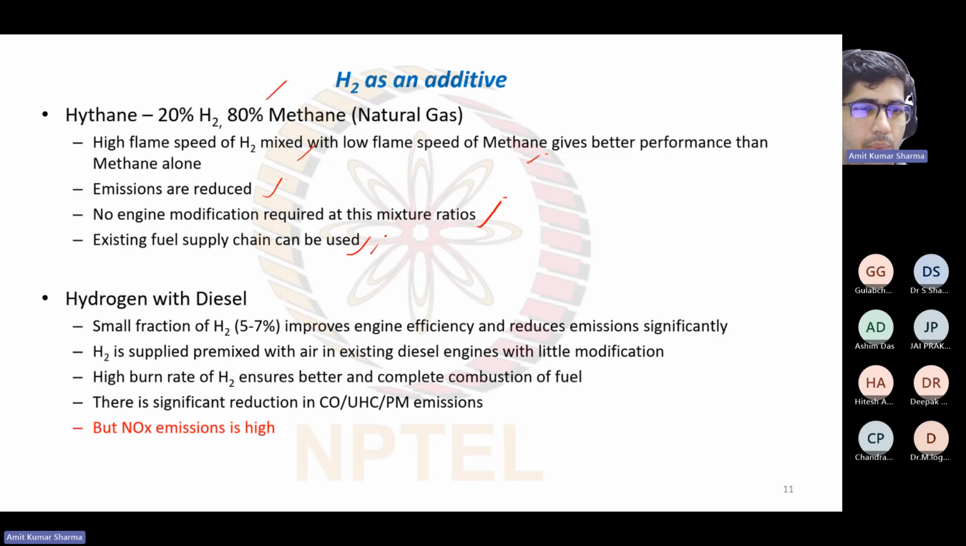And we can also mix hydrogen with diesel. A small fraction of hydrogen, 5 to 7%, improves engine efficiency and reduces emissions significantly. H2 is supplied pre-mixed with air in an existing diesel engine with little modification, so during the compression itself we are supplying the H2. The high burn rate of H2 ensures better and complete combustion of fuel. Then there is a significant reduction in emissions, but NOx emission is high.